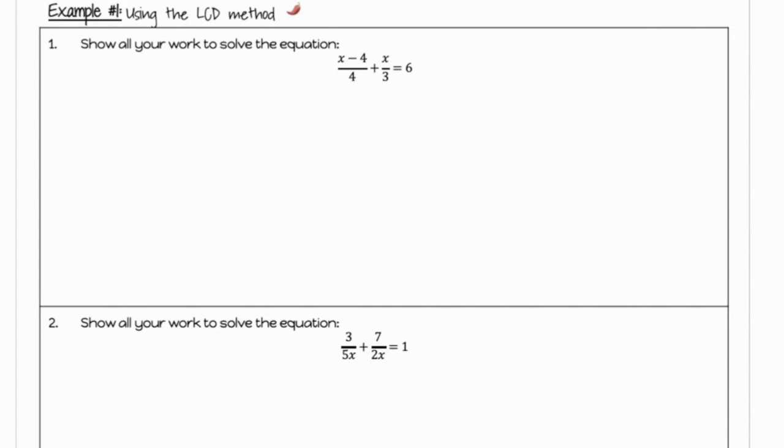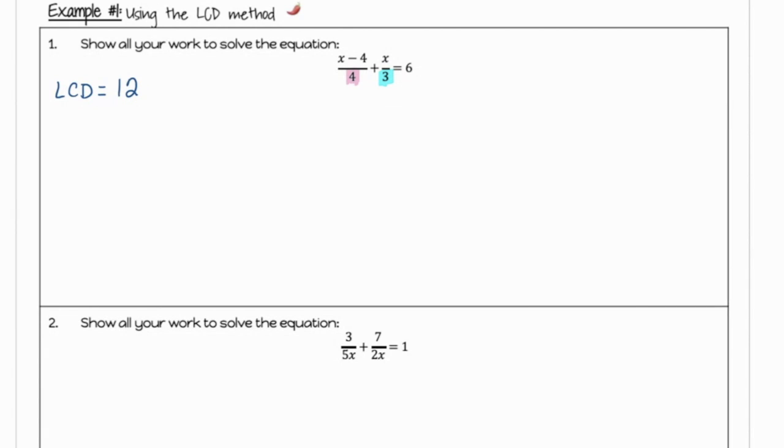On page 2, we start off with example 1, and example 1 wants us to use this method, LCD. Most often when I give you problems, I may not specify what method to use. So you have to remember what's the best approach to solving these. All right, so first thing I'm going to do is identify my denominators. So I have a 3 and I have a 4. I'm going to ask myself, what is the LCD? What is the least common denominator? So the least common denominator in this case would be 12.